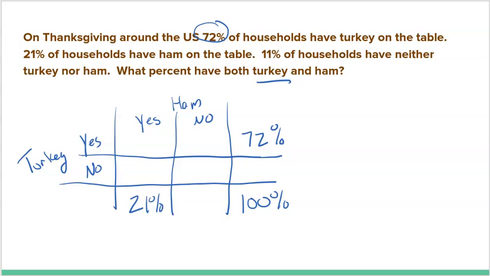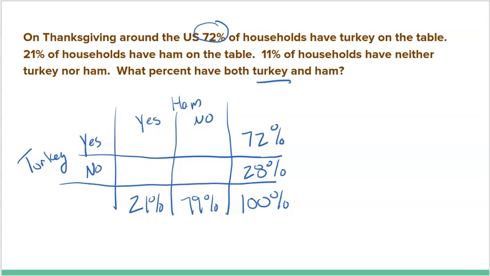Now this tells me that 28% did not have turkey. All I do is subtract. If 72% had turkey, 28% did not. If 21% have ham, that means that 79% did not. Again, that's just subtraction. Those are my totals on the outside. These numbers are all very specific, and they're specific in the sense that they're just singular.